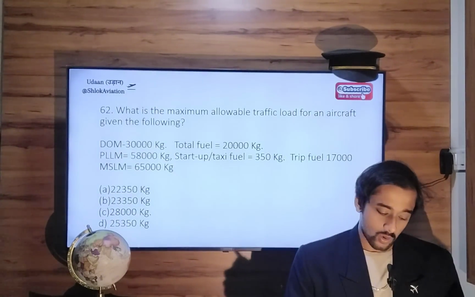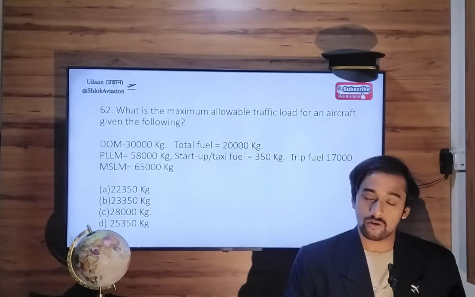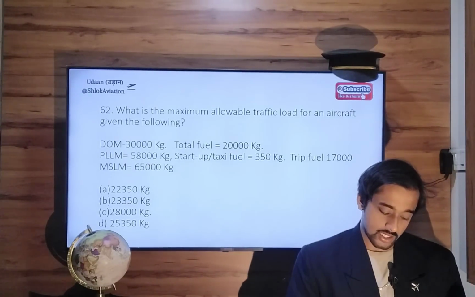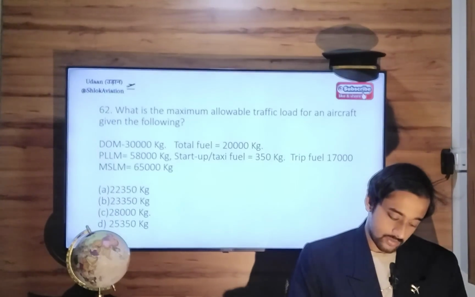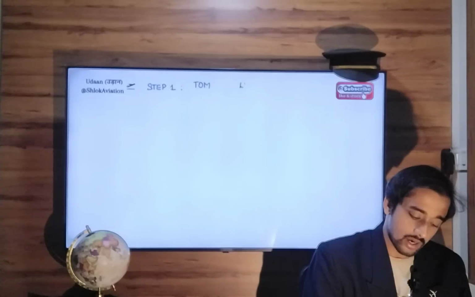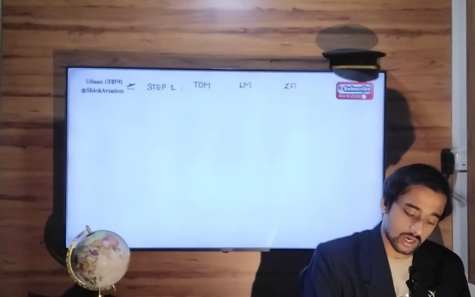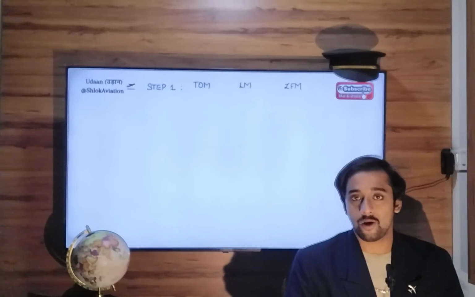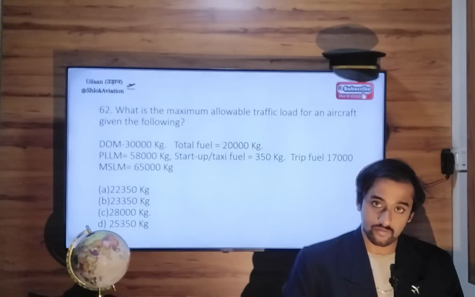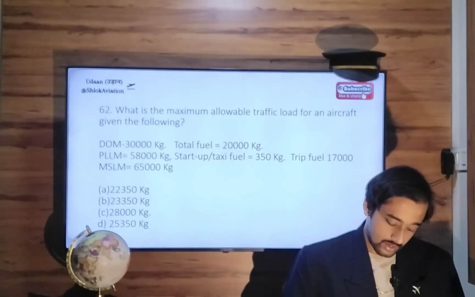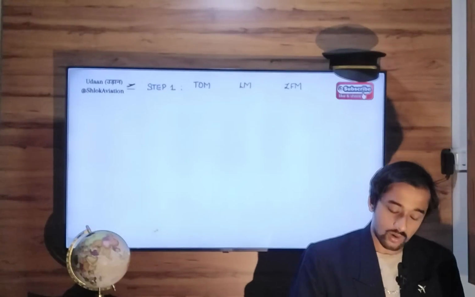Question 62. What is the maximum allowable traffic load for aircraft under the following conditions? And the conditions are similar to the previous question. Okay, so let's start with step 1, which is to draw a takeoff mass column, a landing mass column, and one zero fuel mass column. Now we do not have a takeoff mass value in this question, so we will leave that column empty.